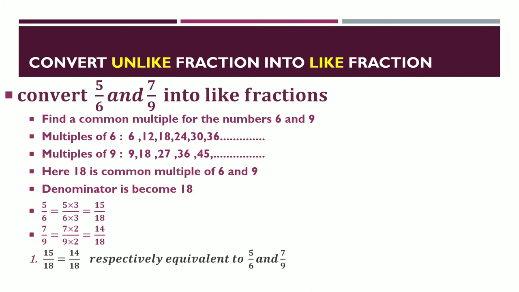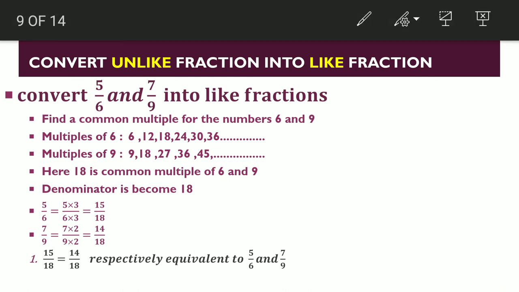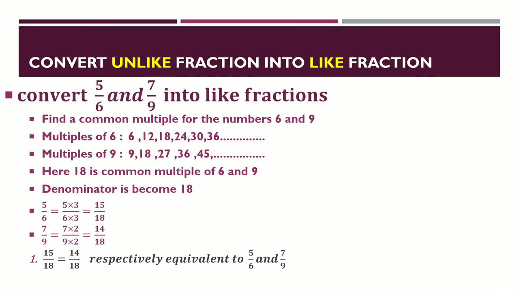15 upon 18 and 14 upon 18, both fractions have the same denominator, so these are like fractions. And 15 upon 18 and 14 upon 18 are respectively equivalent to 5 upon 6 and 7 upon 9.